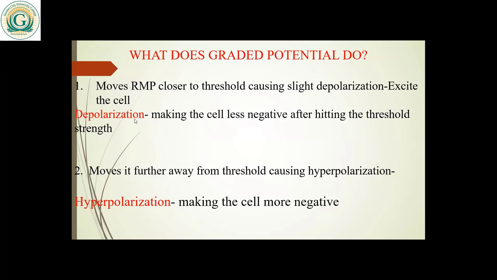Hyperpolarization. So we are saying that depolarization causes excitatory postsynaptic membrane potential. Okay, so when the inside of the cell becomes less negative, you excite the cell. When you excite the cell, you cause more sodium to move in, more sodium to move in till it reaches the peak. Now, when you make the inside of the cell more negative, you are saying that is hyperpolarization. Hyperpolarization will cause inhibitory postsynaptic potential.